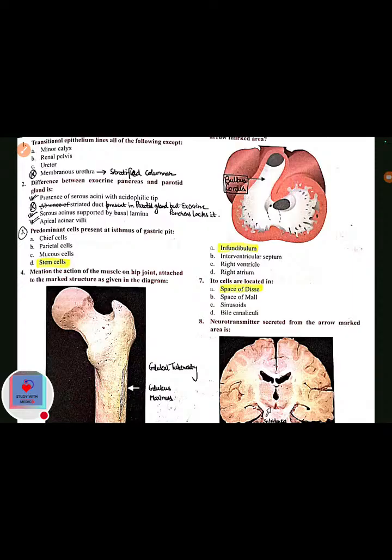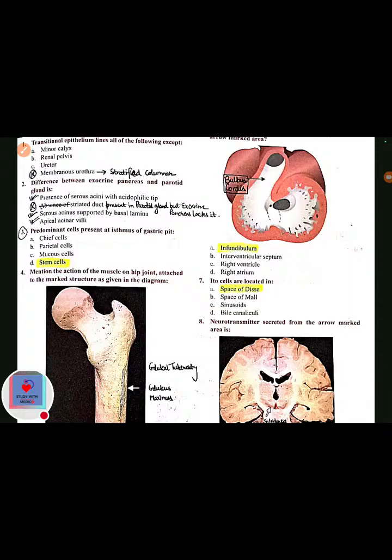Stem cells are the undifferentiated cells or progenitor cells. These are the most important cells in the isthmus. They are highly proliferative, responsible for generating all the different cell types of the gastric gland, including surface mucous cells, mucous neck cells, parietal oxyntic cells, chief zymogenic cells, and enteroendocrine cells. Stem cells in the isthmus are rapidly cycling and continuously replenishing gastric epithelium due to its high turnover rate.